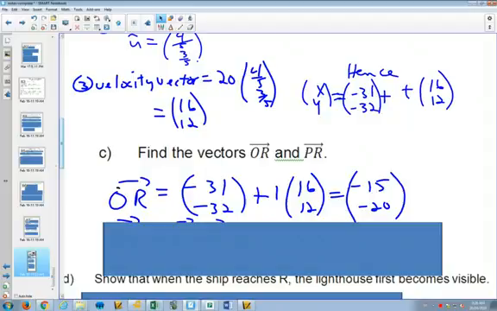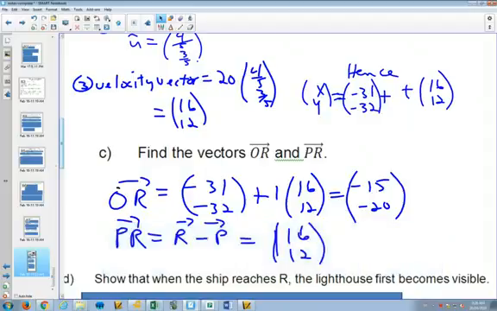So OR is after 1 unit of time. And then PR will just be the vector R minus the vector P, which makes sense that it's going to be 16, 12, because that's what you're traveling in 1 unit of time.